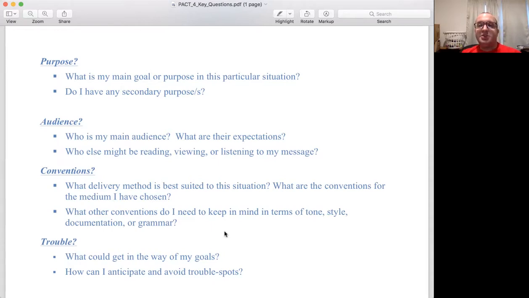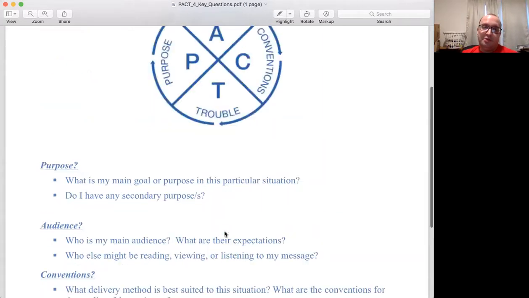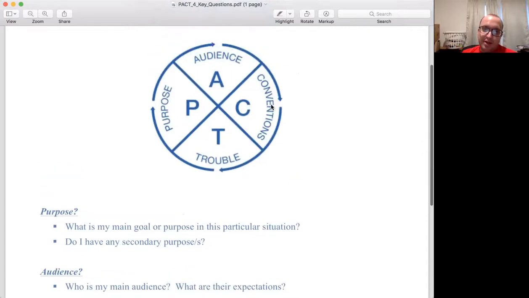And then the last one's trouble spots. What could get in the way of my goals? How can I anticipate and avoid trouble spots? When you run into trouble spots, you run into trouble spots with these first three things. If a piece of writing isn't as effective as it could be, it's probably because of a failure somewhere in communication of one of these first three letters, PAC.